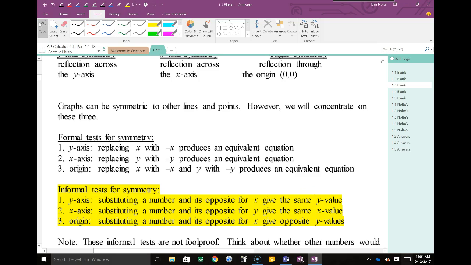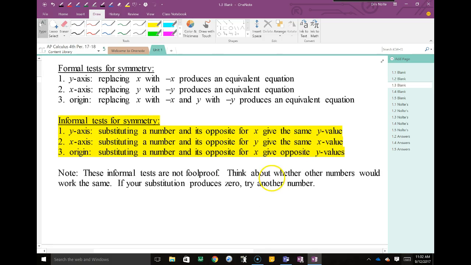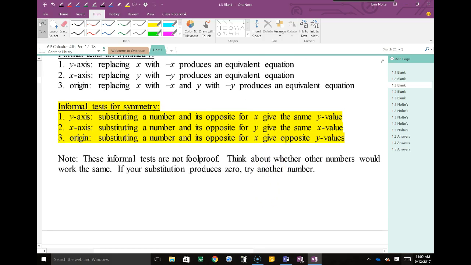How can you test for symmetry? How do I know if something is symmetrical over the y-axis? Algebraically. Just so you know, it's highlighted up on the screen right now. So if you substitute a number, so let's say you plug 2 into a function and you get 5. What would be the test? How would I know if it's symmetrical?